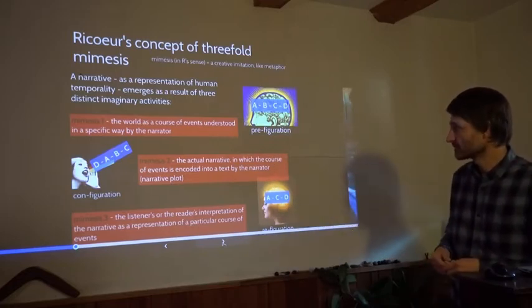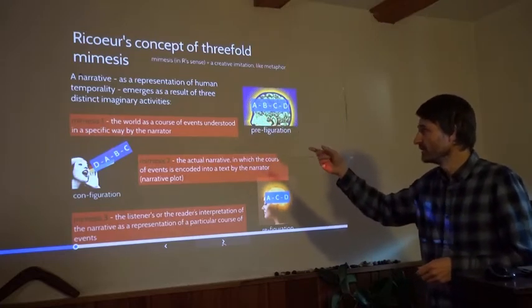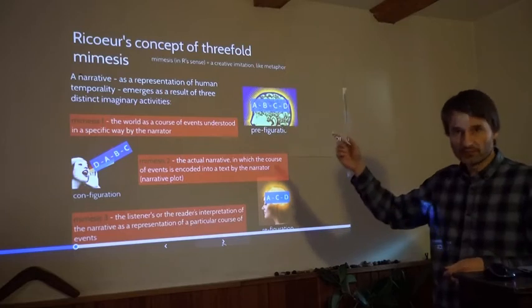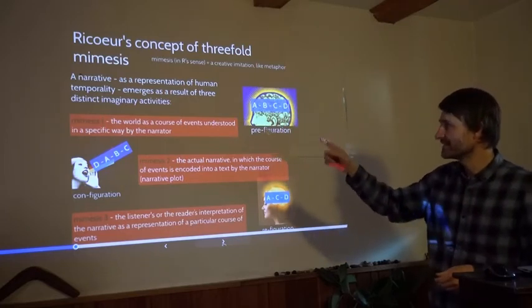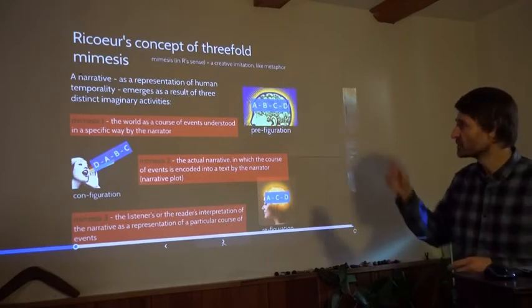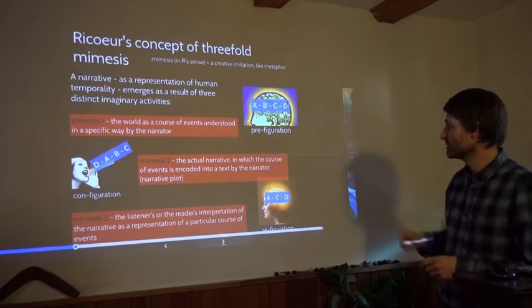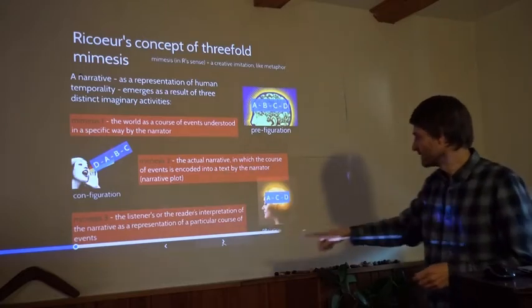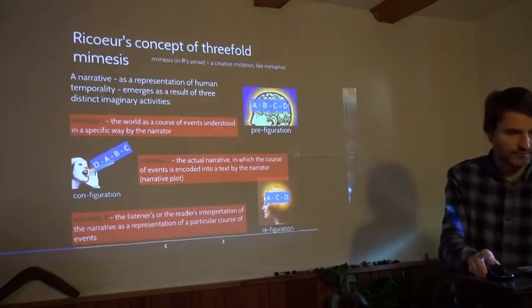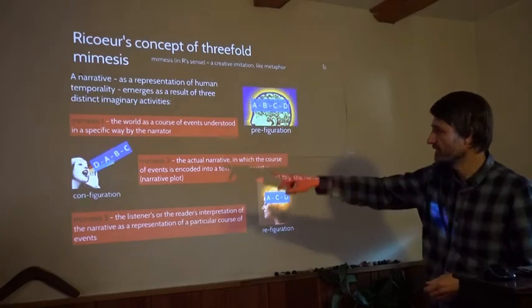And for Ricoeur, narrative as a representation of human temporality, which is important, emerged as a result of three distinct imaginary activities, three distinct mimesis, three distinct creative imitations: prefiguration, configuration, and refiguration. Or mimesis 1, mimesis 2, mimesis 3.